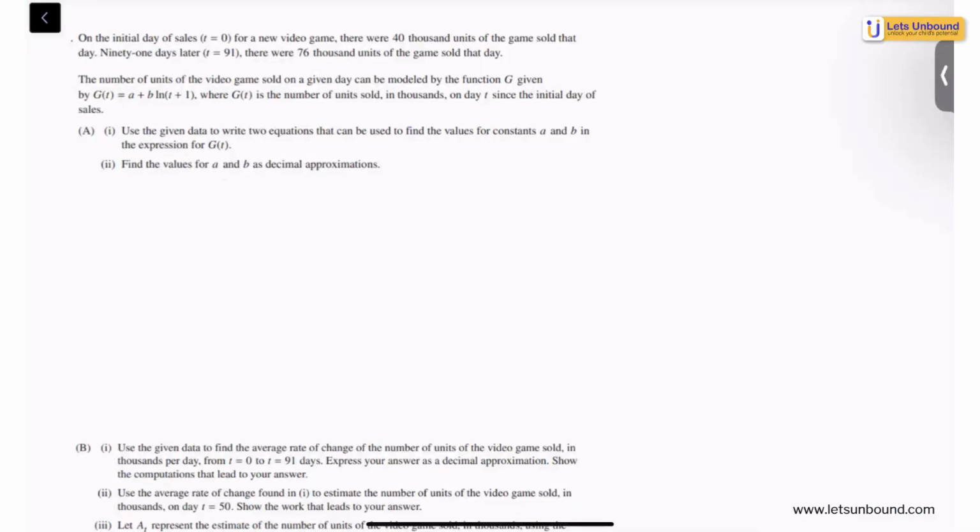Hello everyone, let's solve AP Calculus 2024 question number 2 from free response questions. Let's read through the problem carefully. This looks like a modeling problem, specifically for a logarithmic graph.